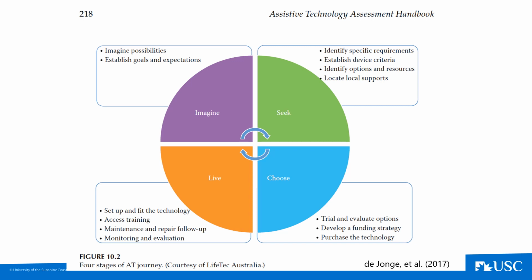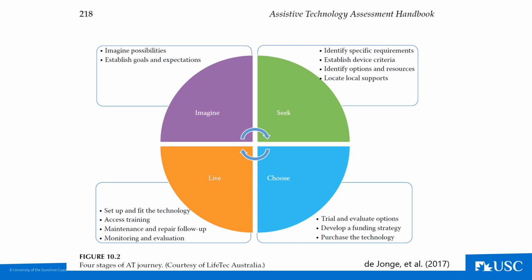This comes out of the Assistive Technology Assessment Handbook, which is a chapter that I was a co-author in. And it's based on a model actually developed at LifeTech here in Brisbane or in Queensland. And it really looks at the journey, and you will be familiar with this having read the textbook chapter that looks at the assistive technology as kind of a journey where people have to first imagine what they want to do. So they have to establish their goals and expectations, which sounds a lot like the NDIS, doesn't it?